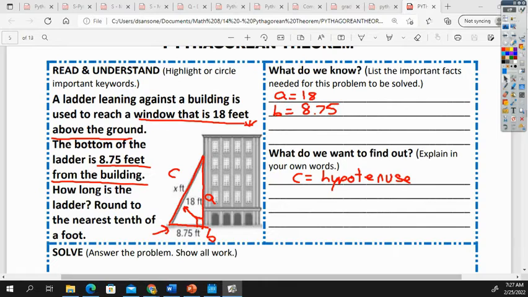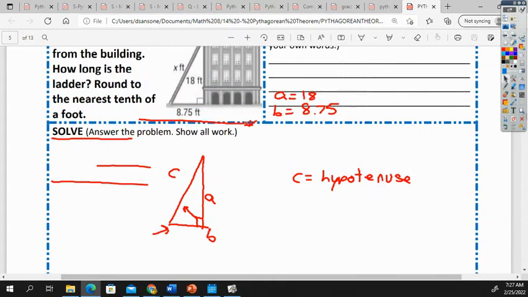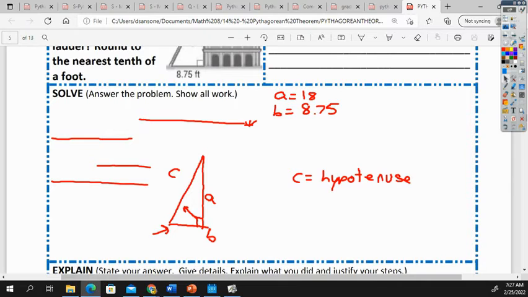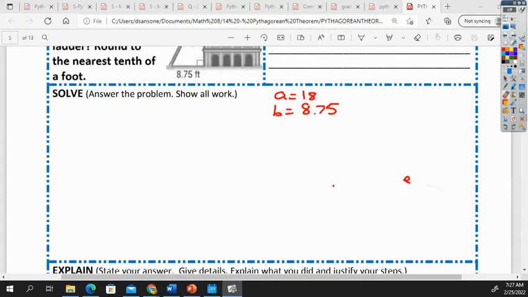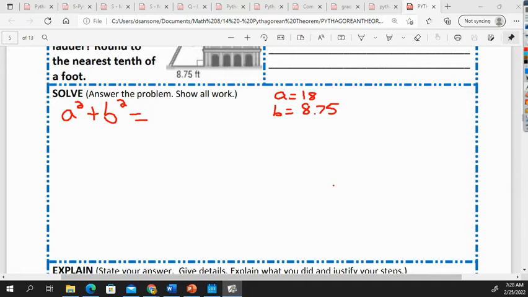Now let's go solve our problem. I'm going to erase all this, but I'm going to keep the A and the B just so I can remember it. So when we solve our problem, we'll first write down our formula. The formula is A squared plus B squared equals C squared. I'll take out the letters and plug in the numbers, and we'll have 18 squared plus 8.75 squared equals C squared.